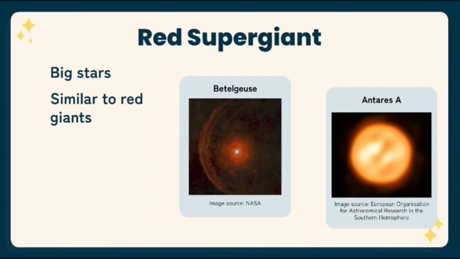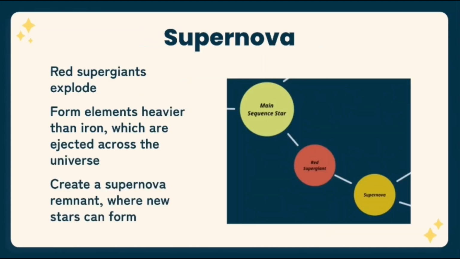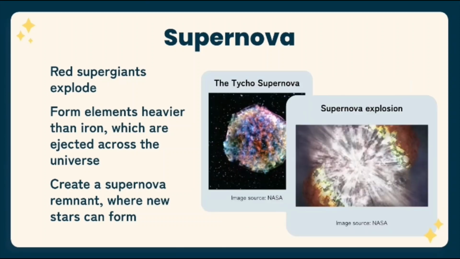After passing through several cycles of expansion and contraction, they will eventually explode, and this is a supernova. Supernovas form elements even heavier than iron, which is something nuclear fusion and red giants cannot achieve. And these elements are then ejected all across the universe. So that's where elements heavier than iron come from.